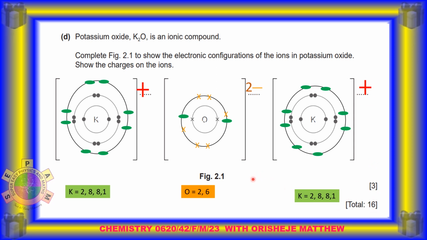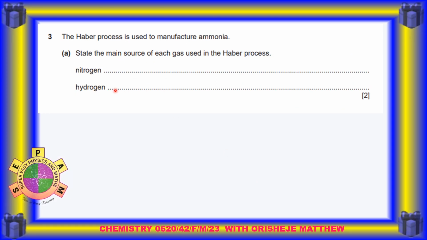So let's go to the next question. Question 3. Haber process is used to manufacture ammonia. State the main source of the gas used in Haber process. Nitrogen. Where do you get the nitrogen from? The nitrogen is gotten from air, from the atmosphere, you can easily get nitrogen. Then hydrogen is gotten from methane in Haber process.